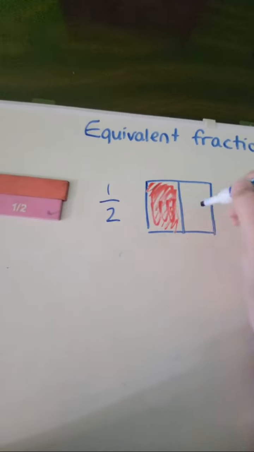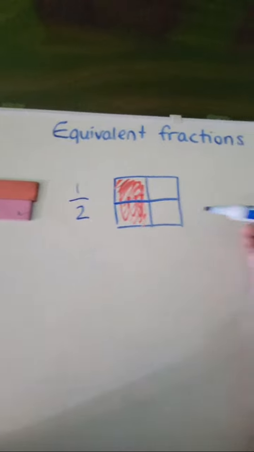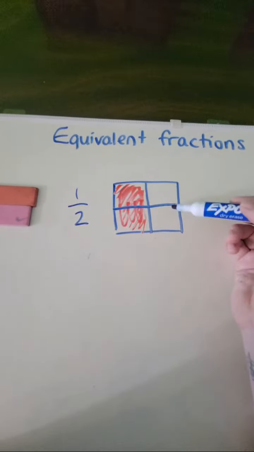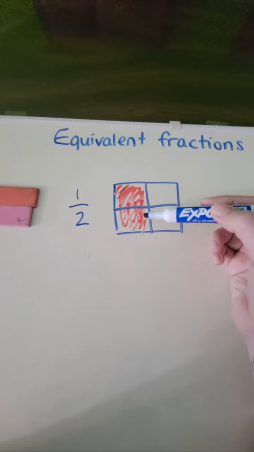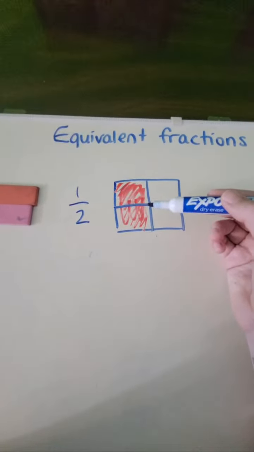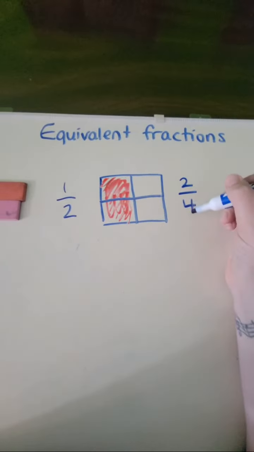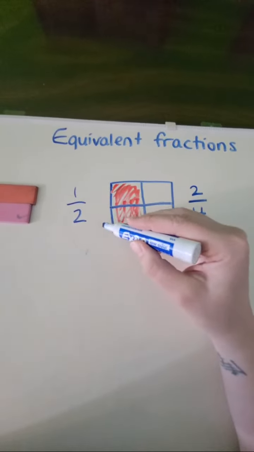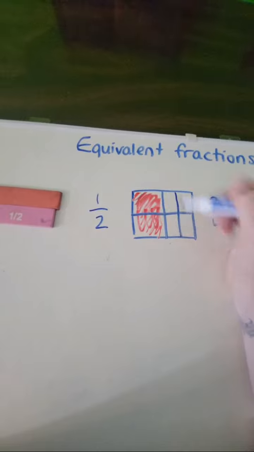let's make a couple of cuts of this rectangle. So instead of having 2 pieces and one of them colored in, I now have 4 pieces and 2 of them colored in. So I can say this time that 2/4 is equivalent to 1/2. 2 is half of 4. We can go further and cut it a little bit more.